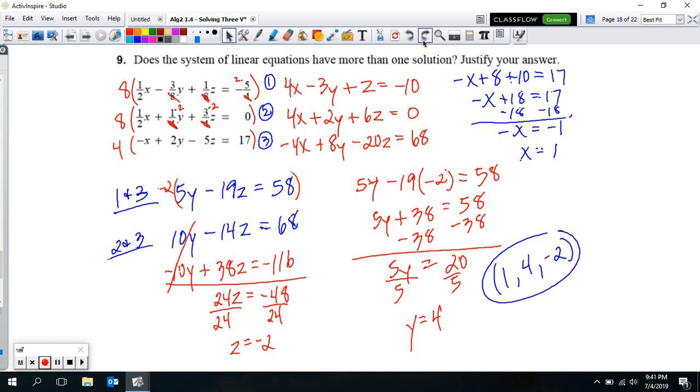So the answer to this question would actually just be the answer no. No, this doesn't have more than one solution. It only has one solution. And this is the ordered triple solution.